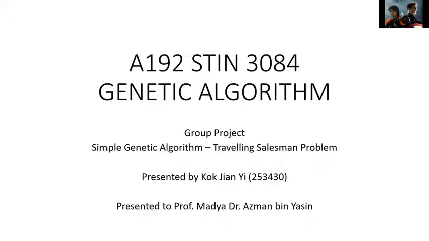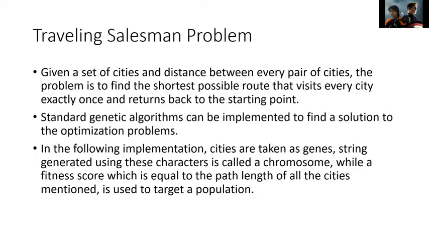A192. So I'm going to present about our group project, Simple Genetic Algorithm Traveling Salesman Problem, also known as SGA TSP. And I'm going to describe a little bit about the problem. The traveling salesman problem has been given a set of cities and the distance between every pair of the cities.